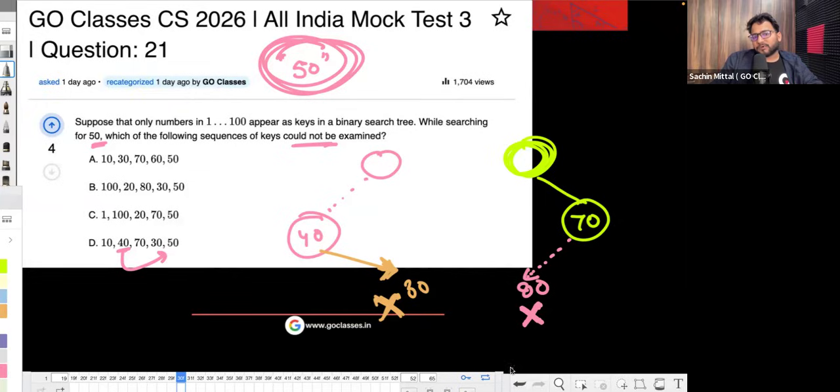See, there is one trick. You can see D is not possible and D is the answer. But there is one trick that I would like to convey. You can divide the sequence into two parts. You are searching for 50, so 50 is at the end, but the elements lesser than 50, 10 and 30, and the elements greater than 50, 70 and 60. Lesser than 50 should be in increasing order and greater than 50 should be in decreasing order. Are they in increasing order? Yes. Are they in decreasing order? Yes. So A is definitely possible.